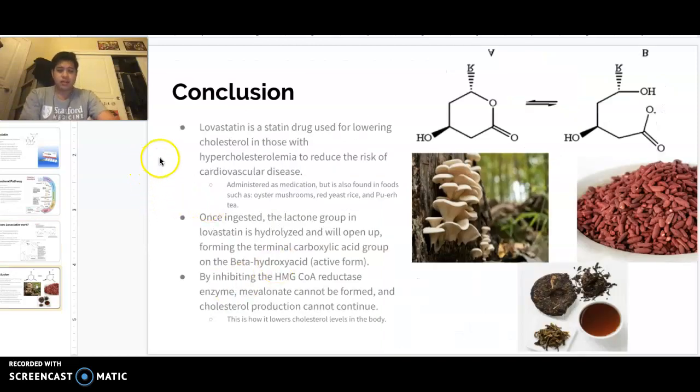So in conclusion, we learned that lovastatin is a statin drug used for lowering cholesterol in those with hypercholesterolemia to reduce the risk of cardiovascular disease. It is administered as medication, but it is also found naturally in foods such as oyster mushrooms, red yeast rice, and pu'er tea. Once it's ingested, the lactone group in lovastatin is hydrolyzed and will open up, forming the terminal carboxylic acid group on the beta-hydroxy acid, its active form. Again, as you can see here, closed, open. By inhibiting the HMG-CoA reductase enzyme, mevalonate cannot be formed and cholesterol production cannot continue. This is how it lowers cholesterol levels in the body.